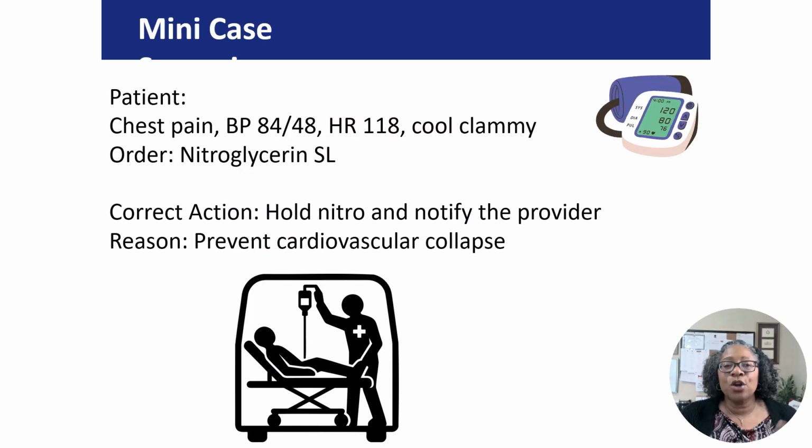So let's look at just a quick mini scenario. Your patient comes in with crushing chest pain. And that should be a heads up. But then on top, they have a blood pressure of 84 over 48, a heart rate of 118, and cool and clammy skin. And then you look at the chart and there is an order for sublingual nitroglycerin. So what would you do?